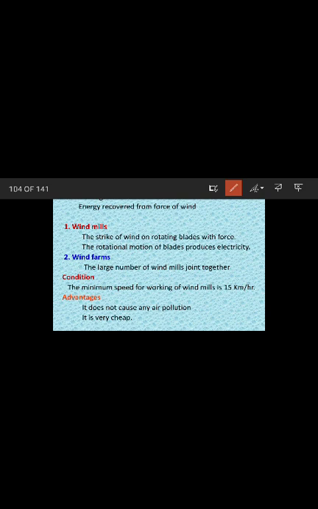The wind strikes the rotating blades with force, and electricity is created. The rotational motion of the blades produces the electricity. So in this way we can produce electricity with the help of windmills. Next we are going to see about the wind farm.